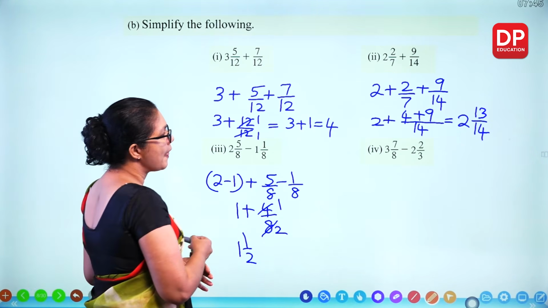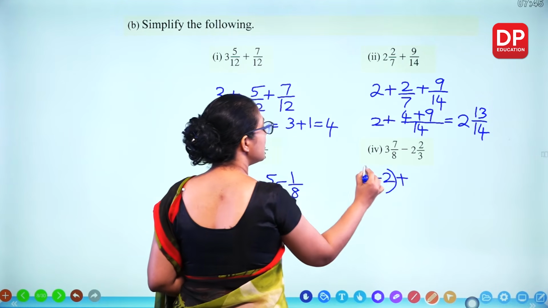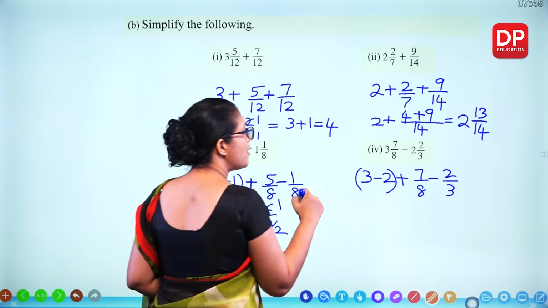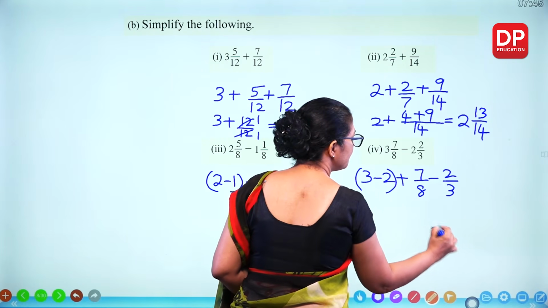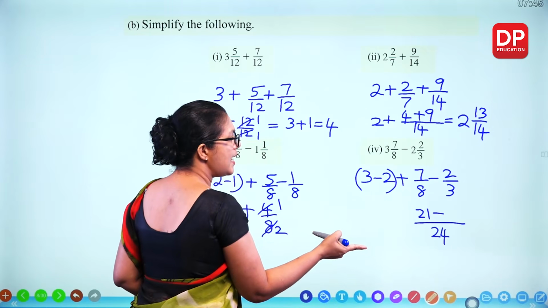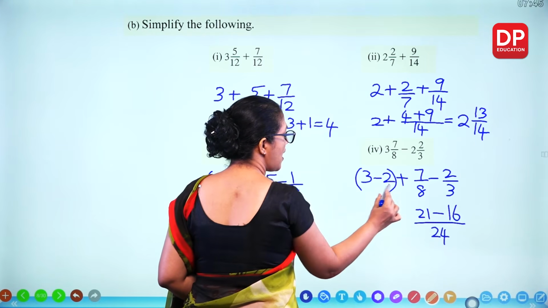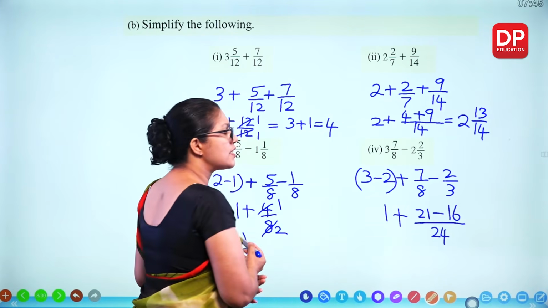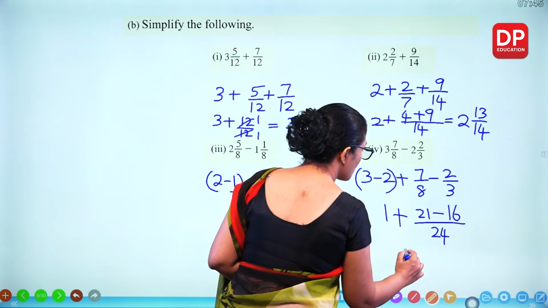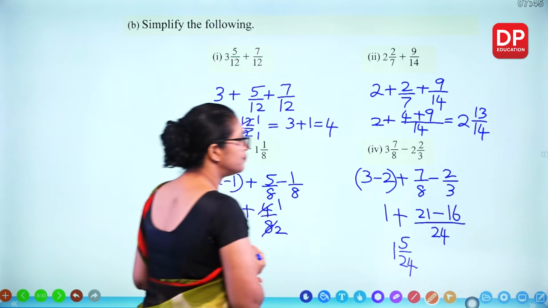Next one, 3 minus 2 you can do. After that, 7 over 8 and 2 over 3. What's the common denominator? 24. 3 times 8, 3 times 7, 21. 3 times 8, 24. 8 times 2, 16. So 3 minus 2 is 1. 21 minus 16, you get 5. So what's the final answer? 1 and 5 over 24.